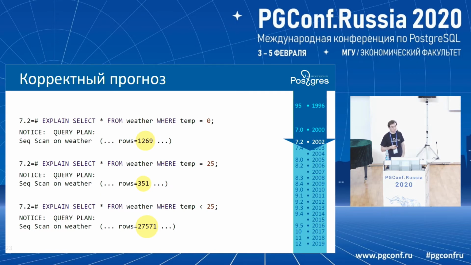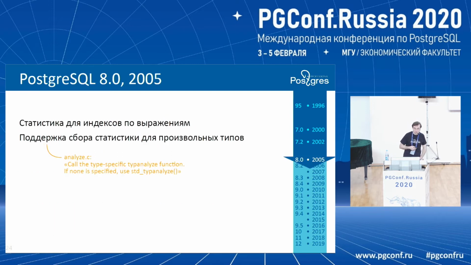We have a lot to be desired, to be improved. The version 8.0, what has been done? It supports the collection of statistics for different types of data, because Postgres can be expanded and the user can write its own type of data.